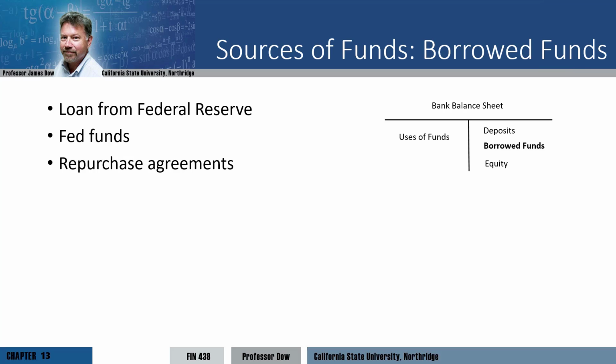The name for the other side of a repo transaction is a reverse repo. While overnight lending is common in the U.S. repo market, which means that the loans need to be renewed every day if needed, there are loans with longer maturities. These are called term repos.